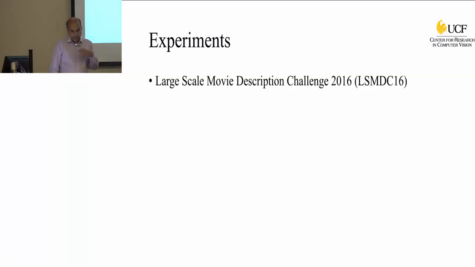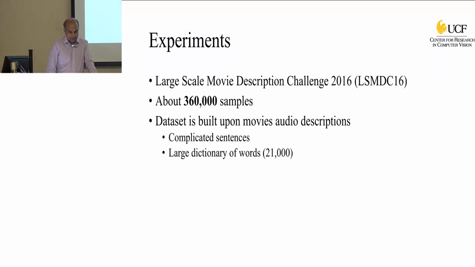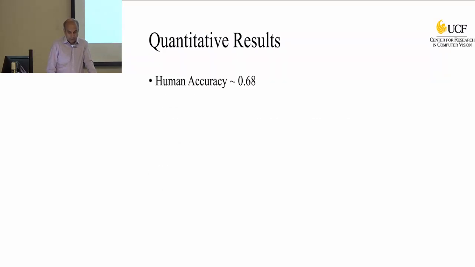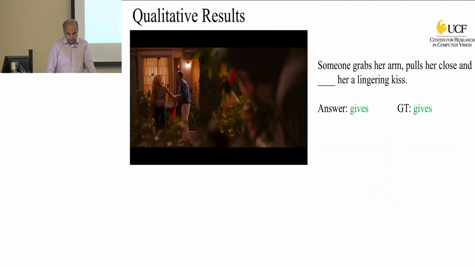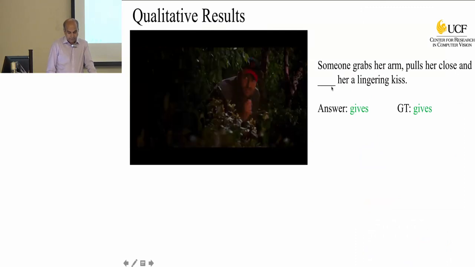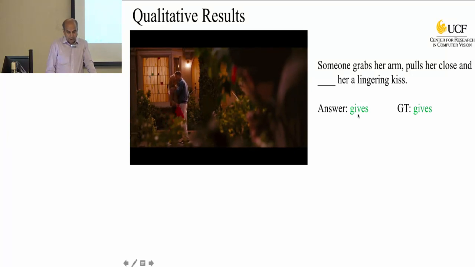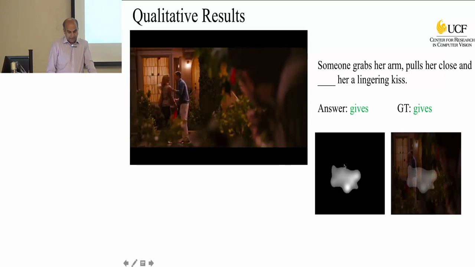There is a very nice data set which deals with this problem, and that's a movie data set. Let me skip a lot of the details and look at the actual results here. This is the video, and this is a sentence where one blank is missing. This is the answer we get, and this is the ground truth, which is correct. And this is the attention being paid.